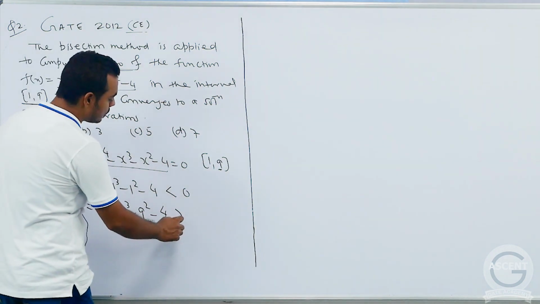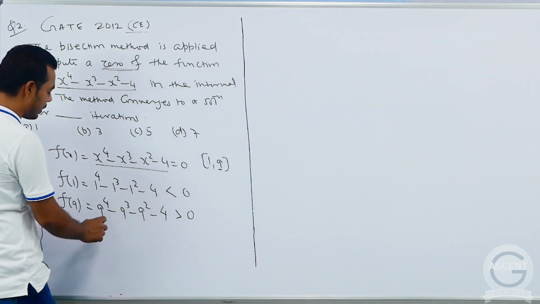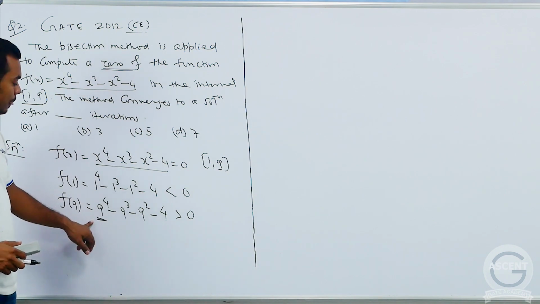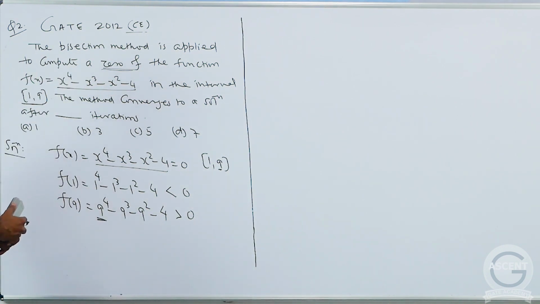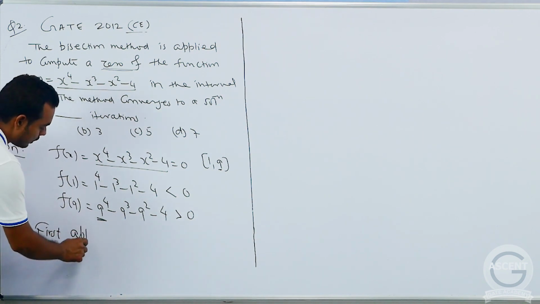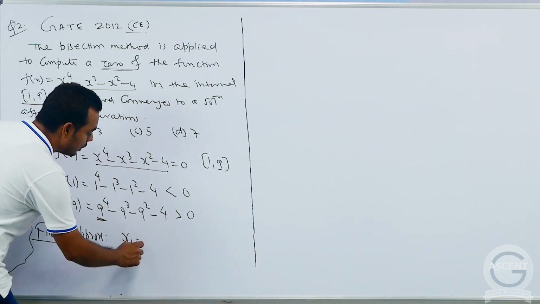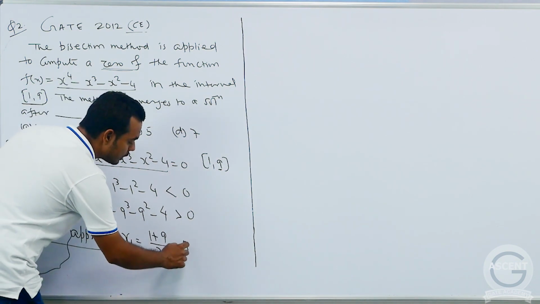This value will be positive, because 9 to the power 4 will be a very large number, and we are subtracting smaller terms from it. So we'll get some positive quantity. You can verify this using a calculator. So f of 1 is negative, f of 9 is positive, and this means for the first approximation we simply take the midpoint of these two. So this will be (1 + 9) by 2, which is 10 by 2, so this will be 5.